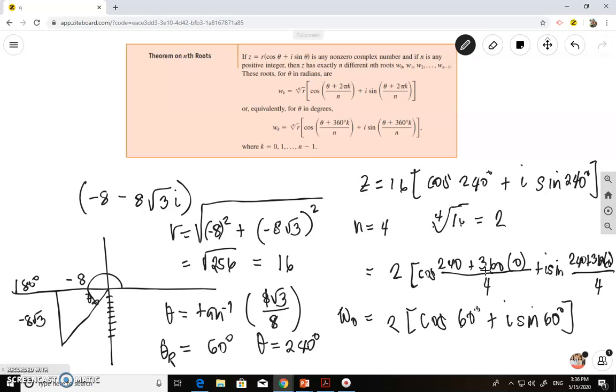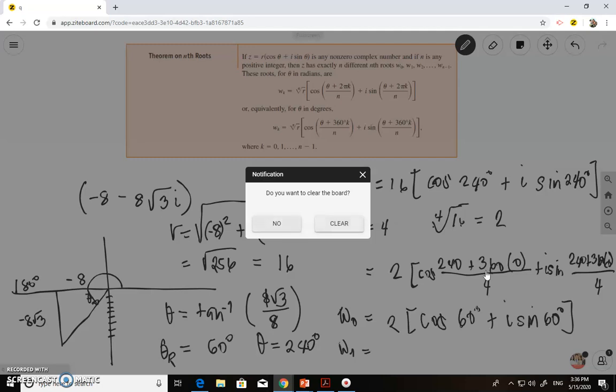What about if our value is W1, our K is 1, so therefore we will have now, okay, let's clear this one first. What's that one again? We have our W0 is equal to 2 times cosine 60 plus I sine 60.